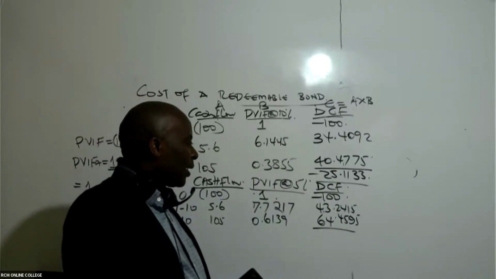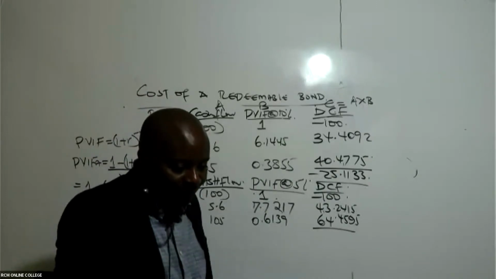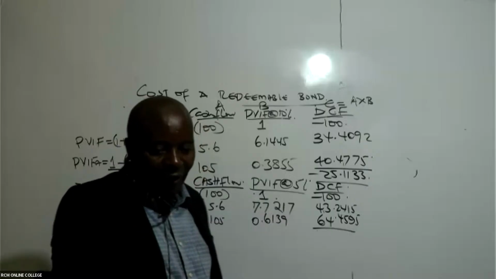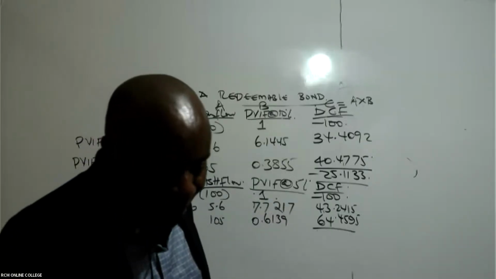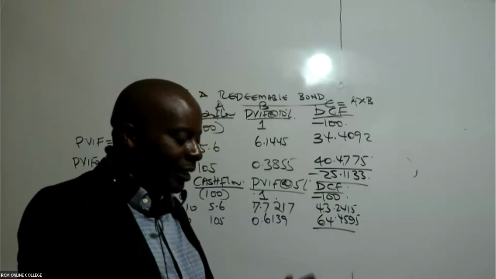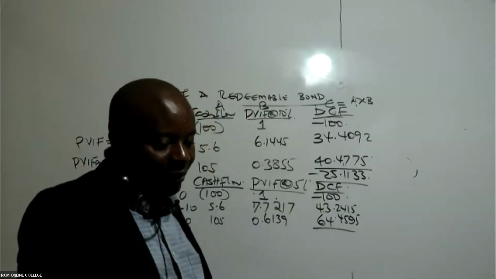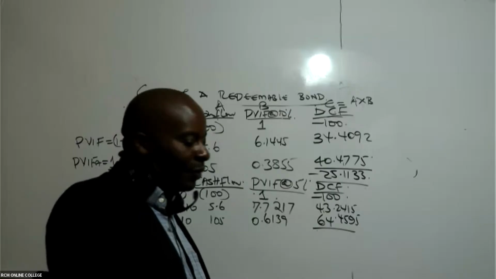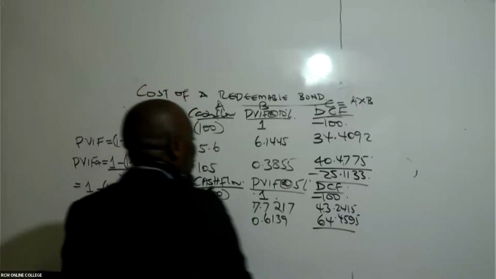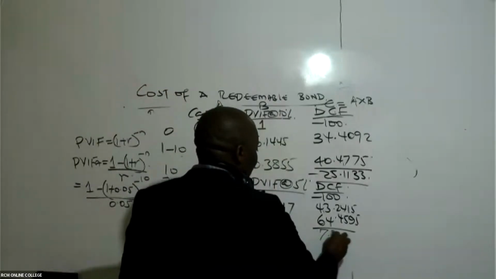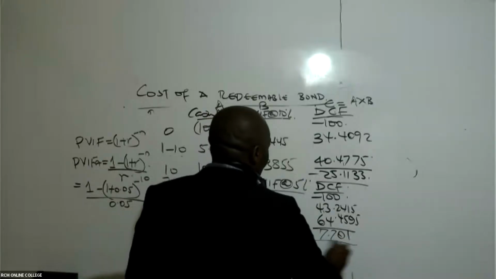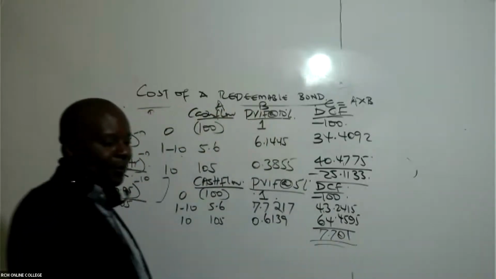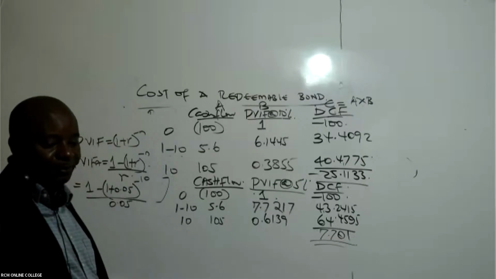The final answer. What am I getting as my final answer? Yeah, I'm getting 7.701. Myself, I'm getting 7.701. So 7.72, I'll be able to accept that one because of rounding off errors. That I will accept.